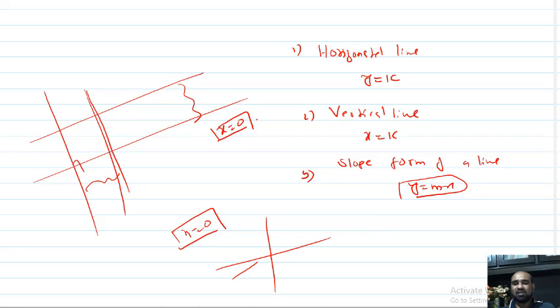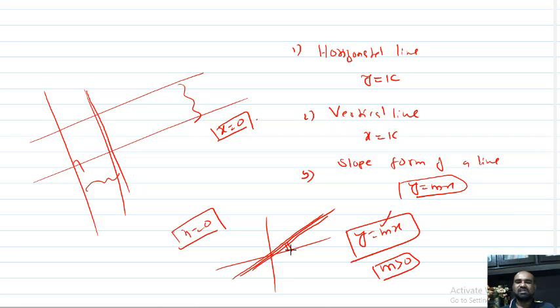The lines which pass through the origin should have the form y equal to mx. Here m stands for slope. An important note: if m is greater than 0, the slope is positive, so the inclination is from 0 to 90. If theta is from 0 to 90, tan theta is positive. That's why all the lines will pass through the first and third quadrants only when m is greater than 0.